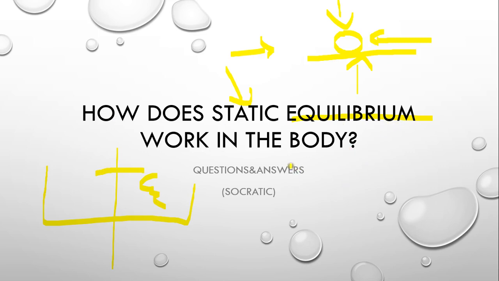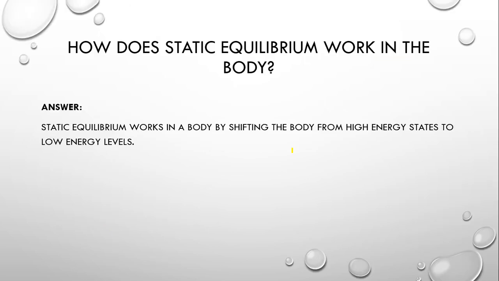So, what's a body? A body is any particle that can be seen in Newtonian reality. Here we are not talking about electrons or molecules, the small world studied by quantum mechanics. Here we are talking about the classical picture of Newton, the day-to-day physics. So my answer is that equilibrium works in a body by shifting the body from high energy states to low energy states. So equilibrium has to do with energy.